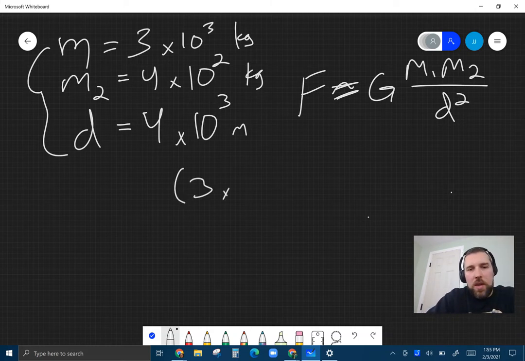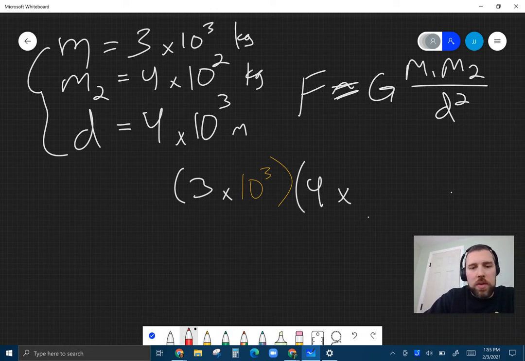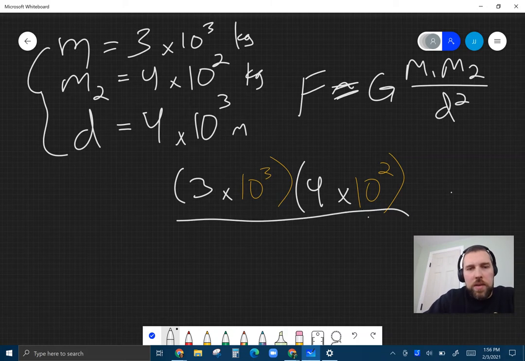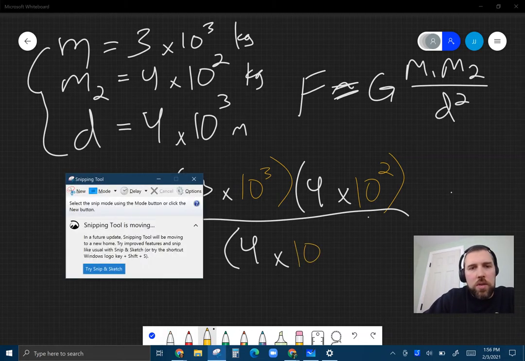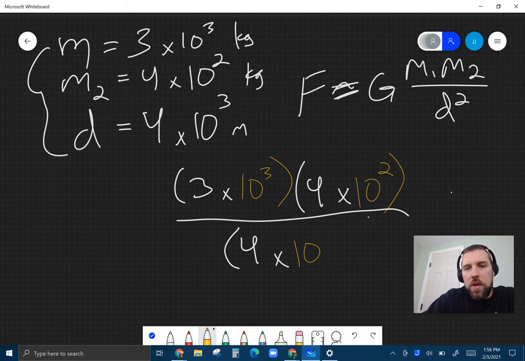We have 3 times 10 to the third kilograms. And actually, I'm going to do this in a different color. 3 times 10 to the third. And then we have 4, the other mass, times 10 to the second. That's my other mass, all divided by distance, which is 4 times 10 to the third, and don't forget to square it.